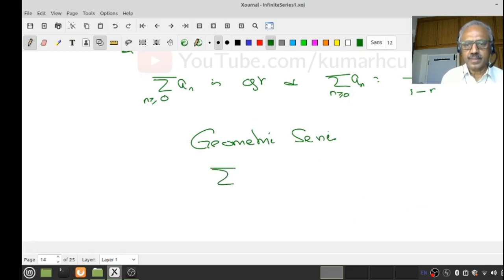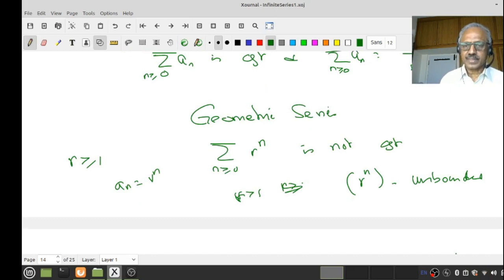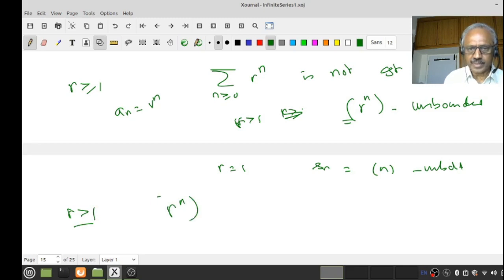Okay, and then if r is greater than or equal to 1 and an equals r to the power n, then the series is not convergent. Because we know that r to the power n, if r is greater than 1, is unbounded. But on the other hand, for r equal to 1, the sequence Sn is n, and this is unbounded. What does r to the power n being unbounded give me? Are you following me? Suppose r is greater than 1, then the sequence r to the power n is unbounded.